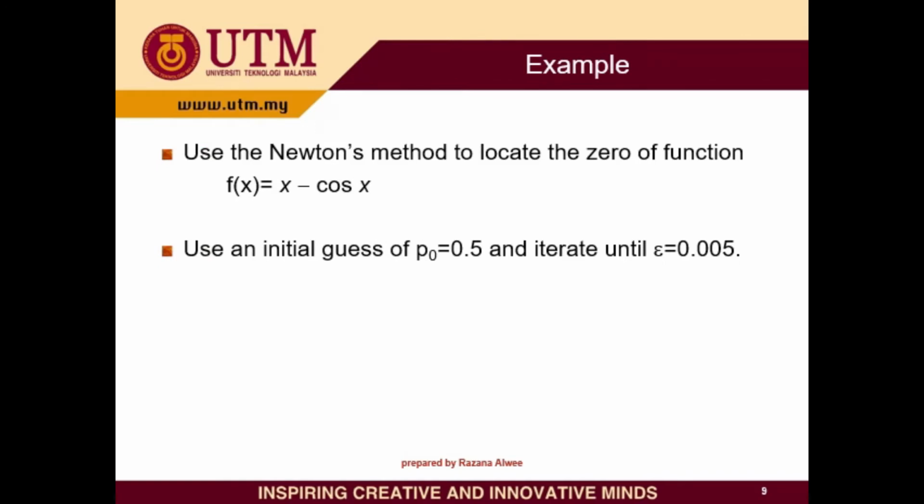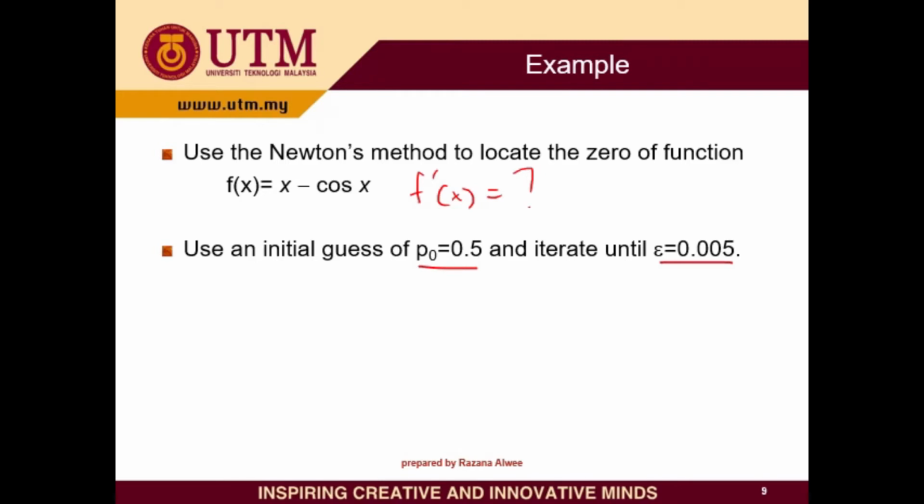Okay, now we come to the example. They ask us to use Newton's method to locate the zero of the function f(x) = x minus cos x. Use an initial guess of P0 equals 0.5 and iterate until the error is 0.005. So we have the error here and we have our P0. Remember, for Newton we only need one. The first thing we need to do is find our f prime x. We need to find this first.